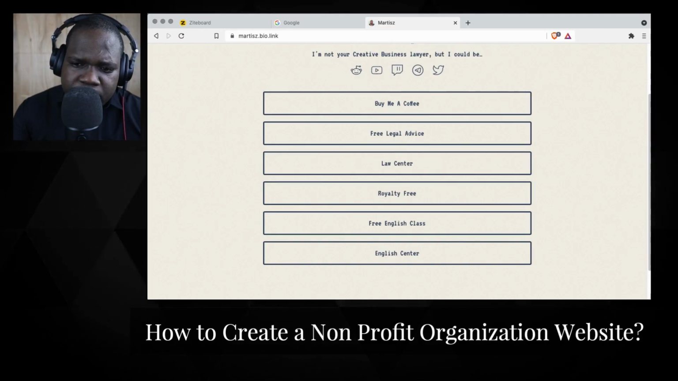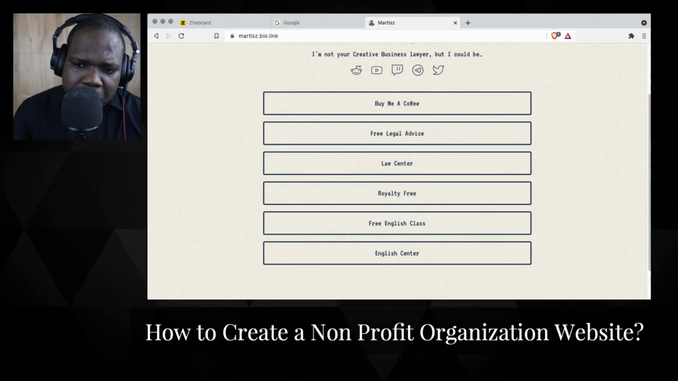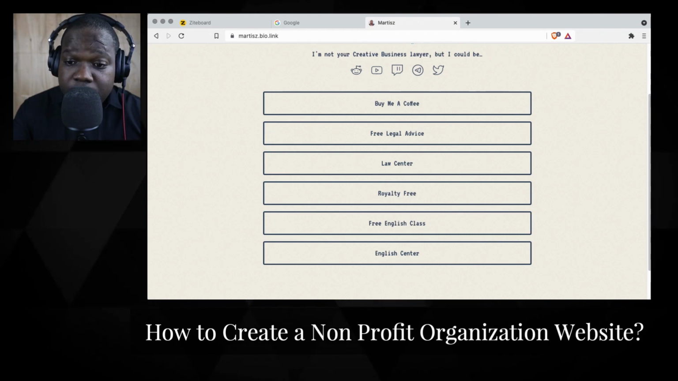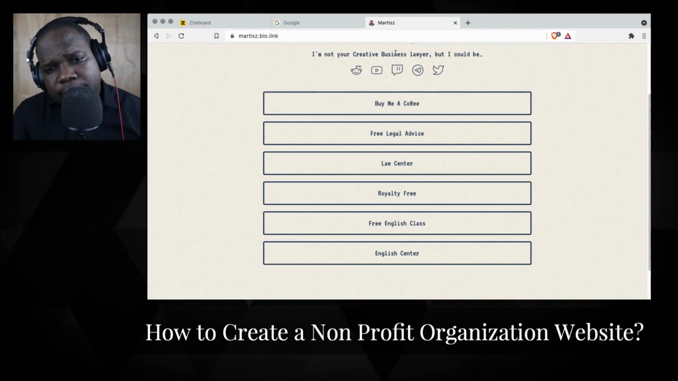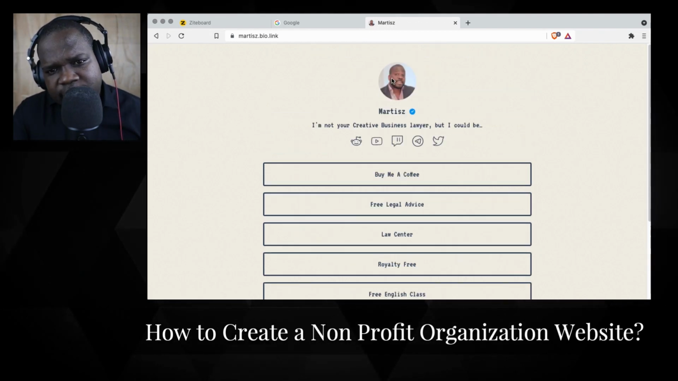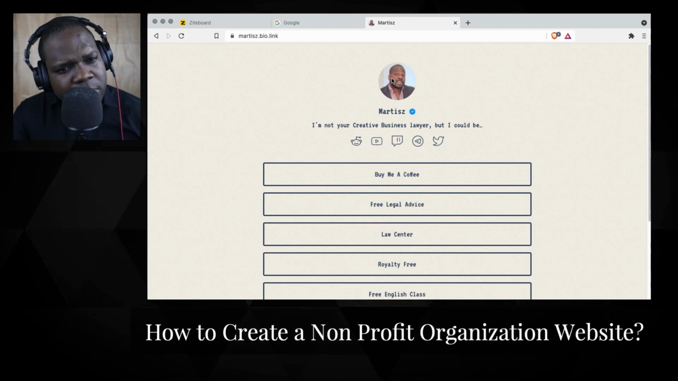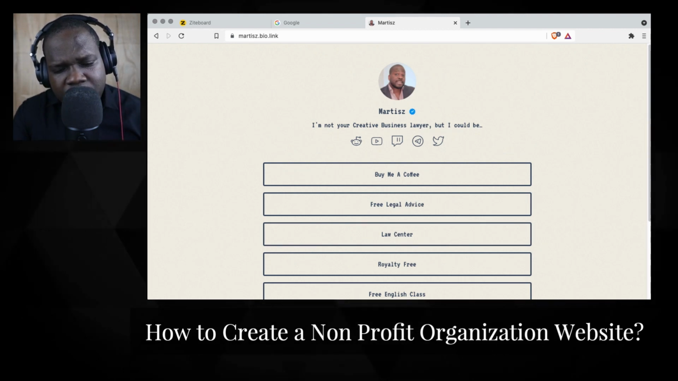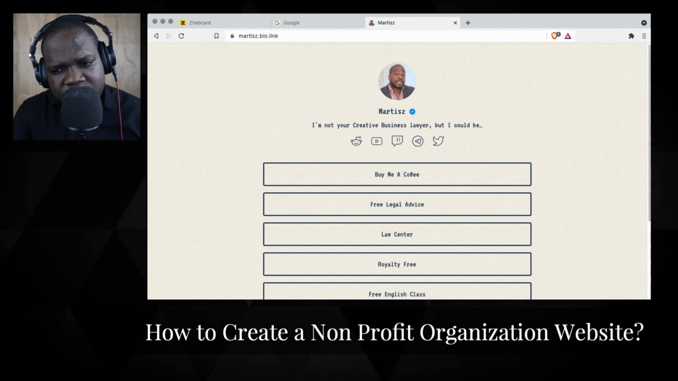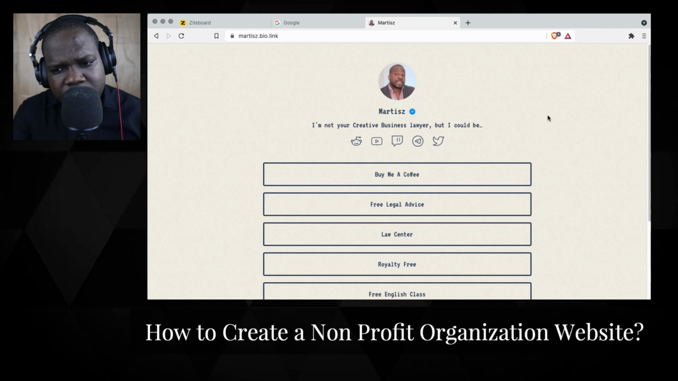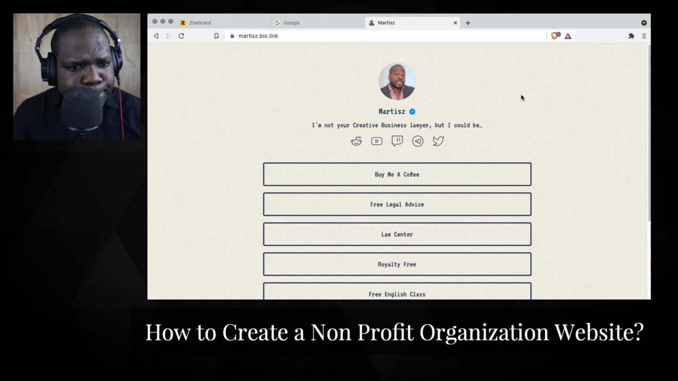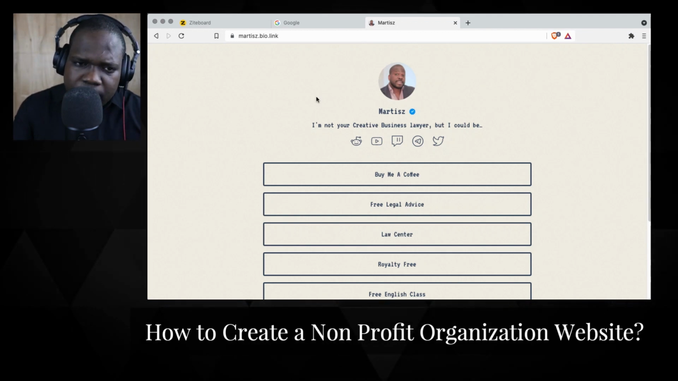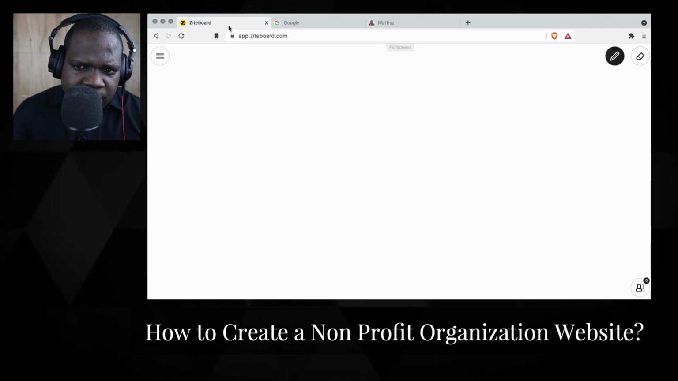How to create a non-profit organization website? Good question, seriously, good question. The thing is, it depends what you need your website for. So the question is, how to create a non-profit organization website. So it depends what you need it for. So let's go to the drawing board. I'm going to describe some situation.